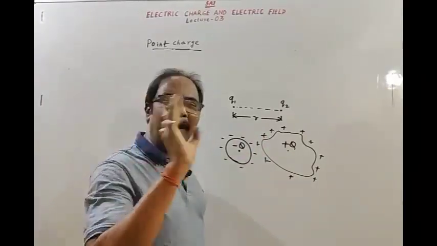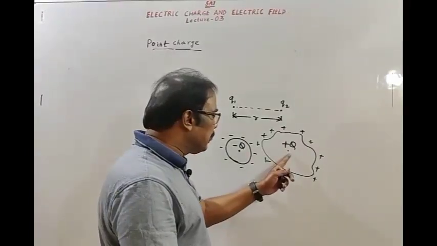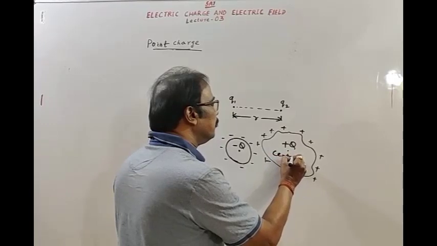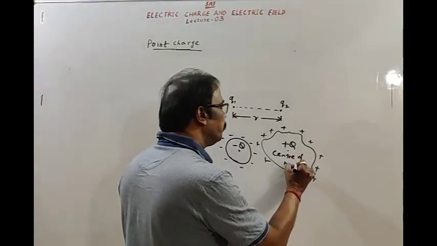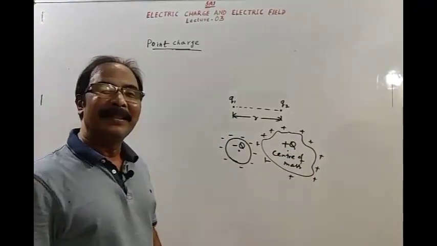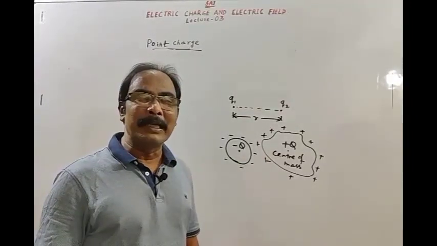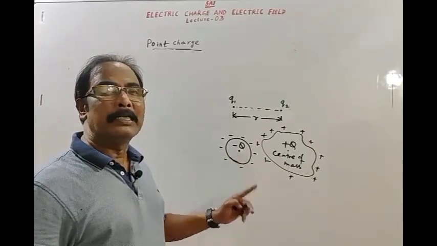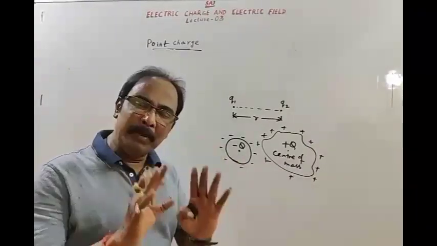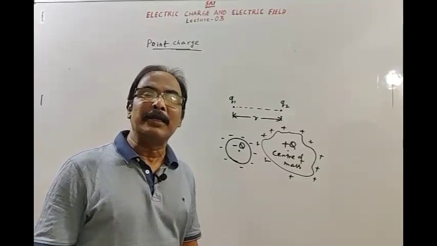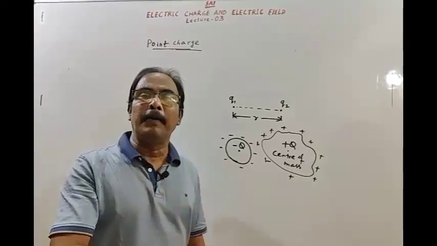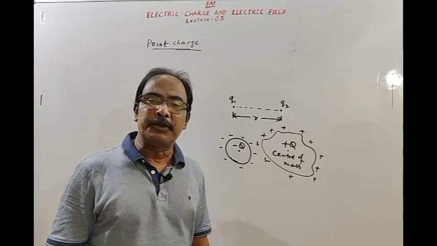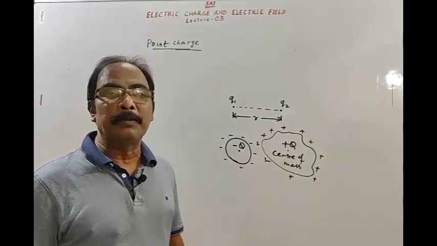Then for an irregular body, the position of the point charge may be considered to be at the center of mass of the irregular body. Thus, in general, we may say for a regular body, the position of concentration of total charge, or position of the point charge, may be taken as the geometric center of the body. For an irregular body, the position of the point charge may be assumed to be at the center of mass of the body.